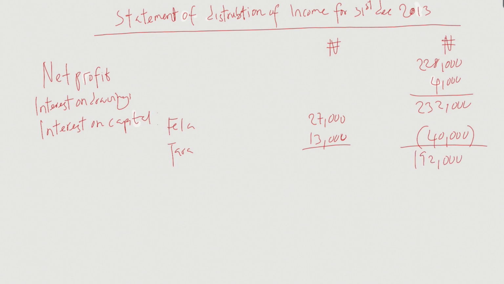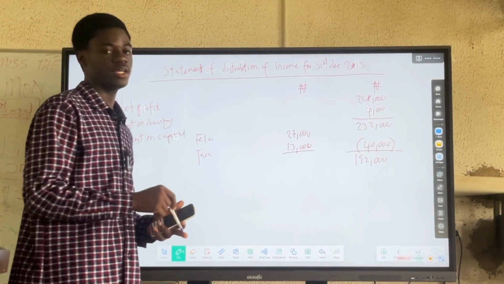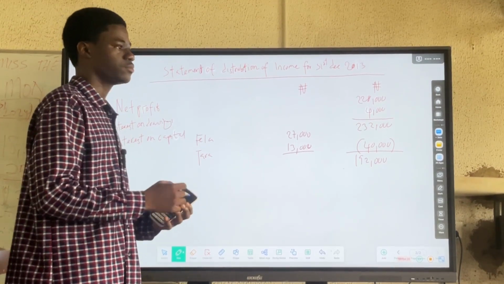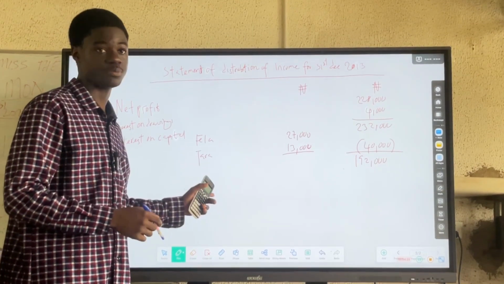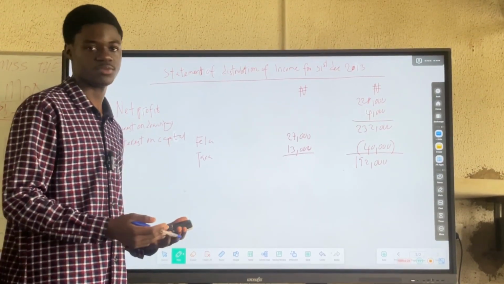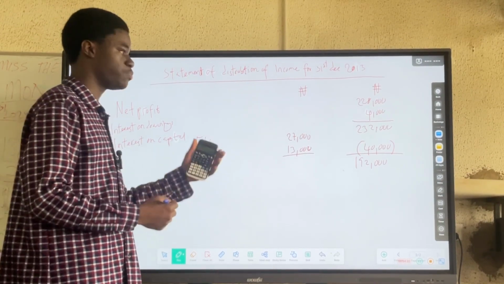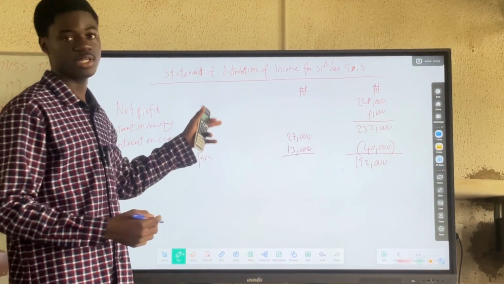Now, why are we deducting interest on capital? Remember the partners brought their capital into the partnership, so they will be paid interest on that capital by the business, which is the partnership. That is going to serve as a cost, an expense to the business. The partners are receiving the interest on capital as an income, but for the business we're preparing for, it's a cost. That's what we're deducting.